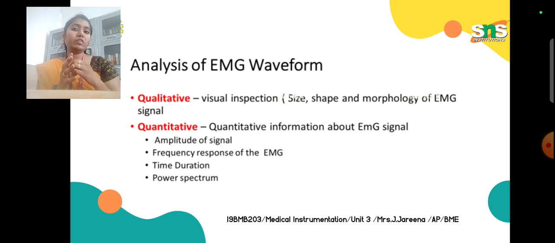Here the quantitative information is obtained from the EMG signal. This is where the EMG signal plays its main important role, because each and every parameter in the EMG signal gives quantitative information. The first is the amplitude of the signal, the second is the frequency response of the EMG, the third is the time duration, and the fourth is the power spectrum. These four things give the quantitative information about the EMG signal, from which people learn the muscle status and muscle activity of the particular person.